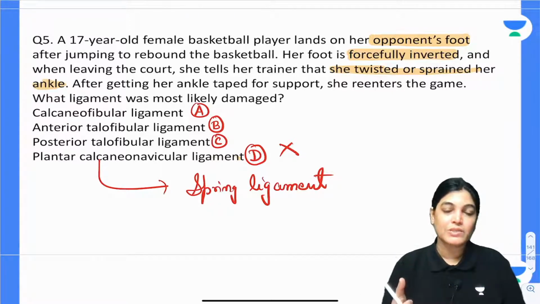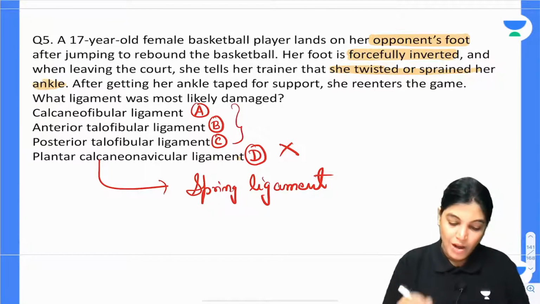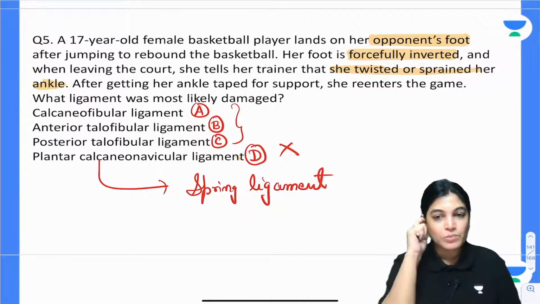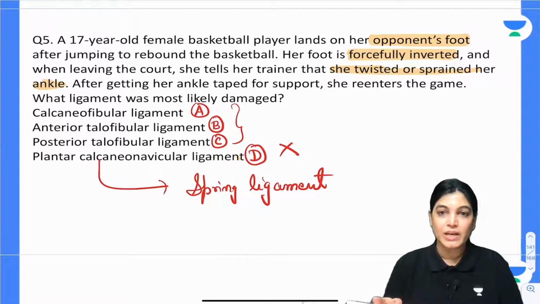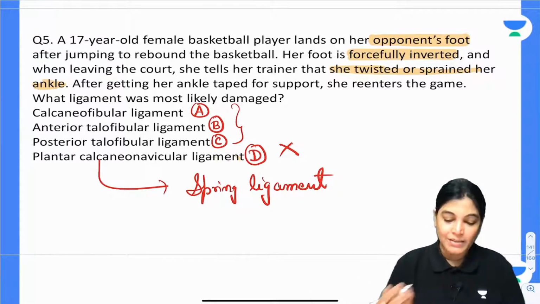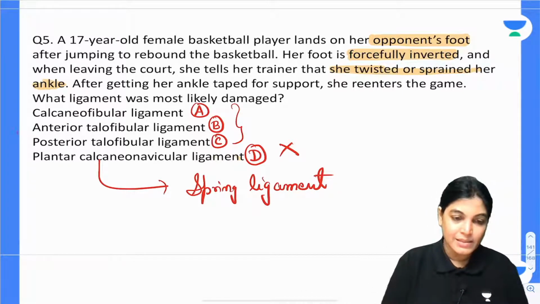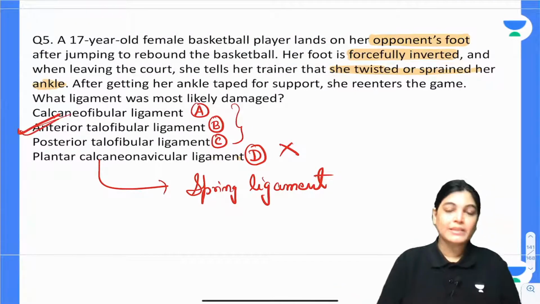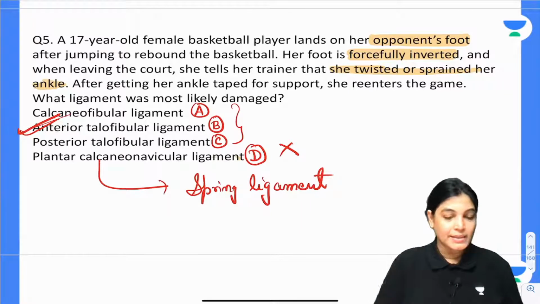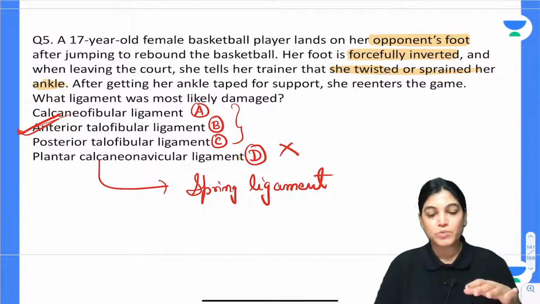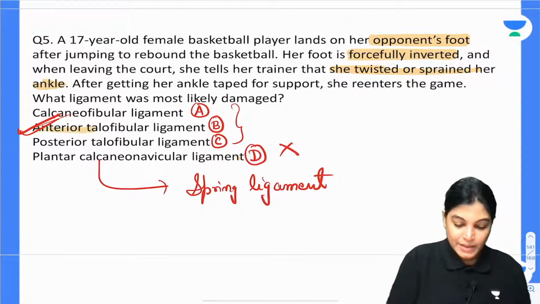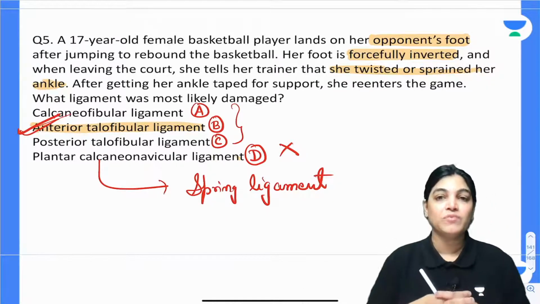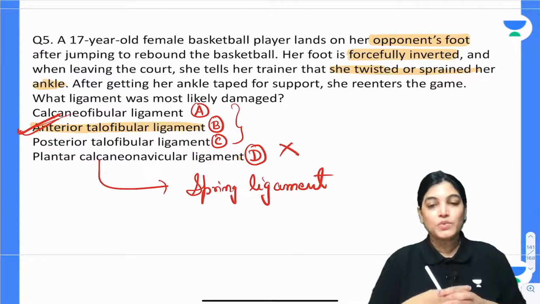All the other three, calcaneofibular, anterior talofibular, and posterior talofibular ligament, are parts of the lateral ankle ligament. So the correct answer will be anterior talofibular ligament. Why anterior talofibular ligament? Among the options provided, it is the most commonly affected ligament in the case of a sprain, because the mechanism of injury is forcefully inverted, twisted and sprained.